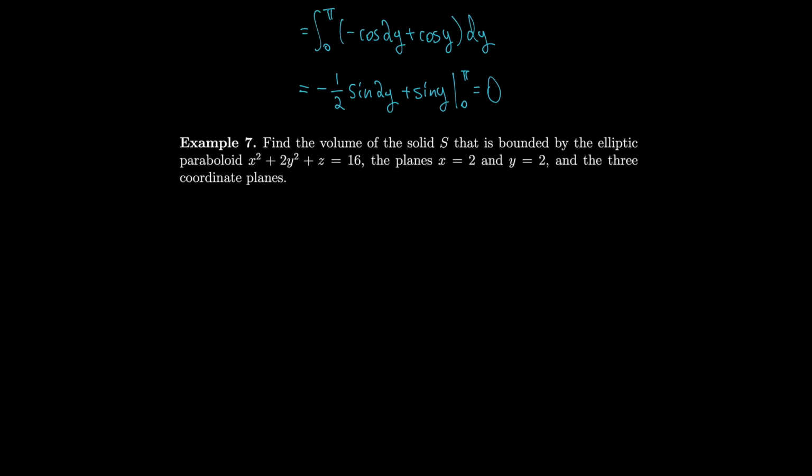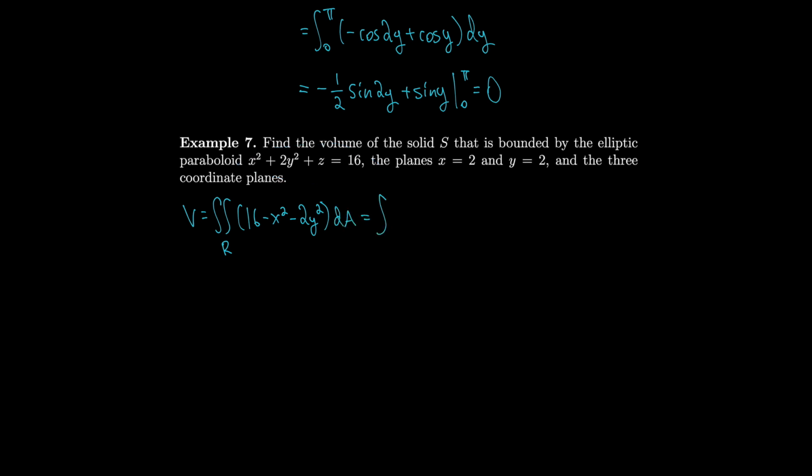Okay, so let's revisit this problem. This is the elliptic paraboloid that we drew some rectangular solids underneath in example 1. We approximated the volume underneath this thing, but using Fubini we can actually calculate it exactly. So we can say the volume is this double integral over R of 16 minus x squared minus 2y squared, because I want to solve for z. I need my dA also.